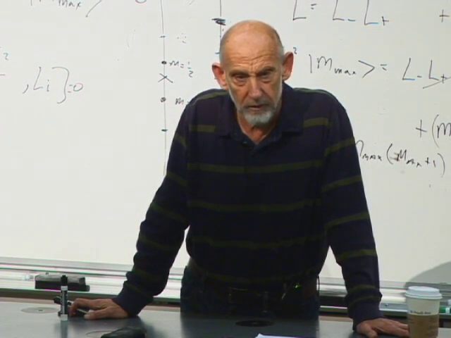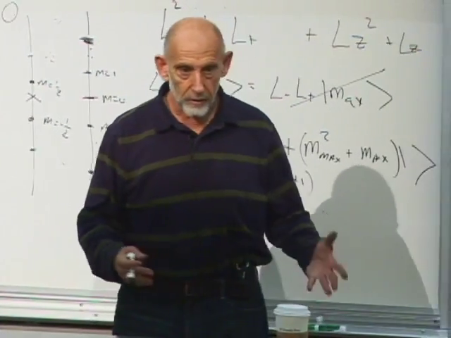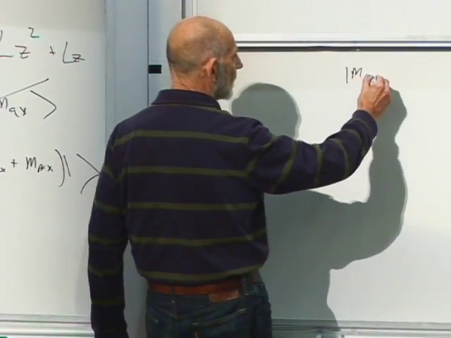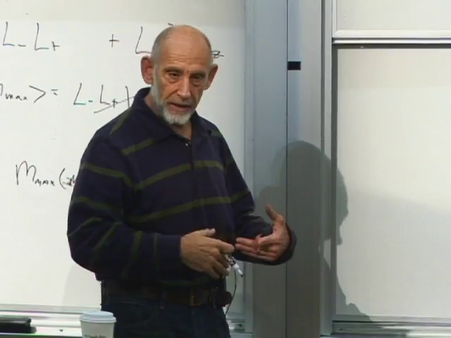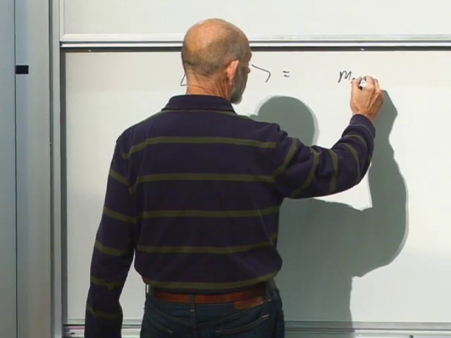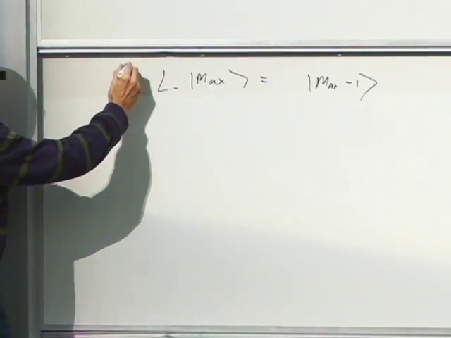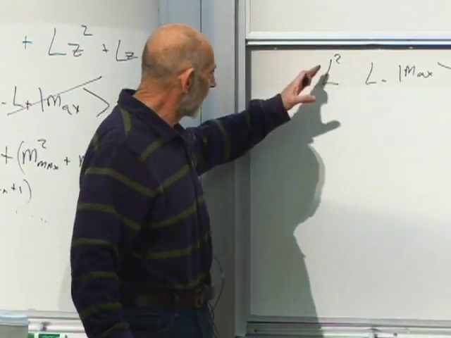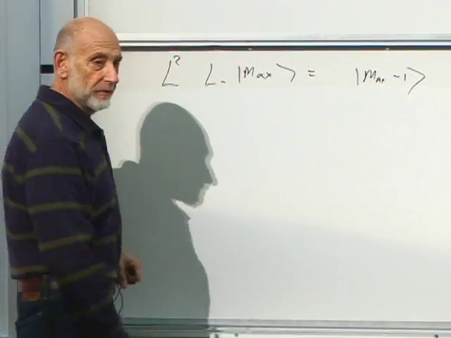12. You said that, I'm trying to see how it's always the same no matter which level you take. Oh, that you have to work out. So how do you work it out? You work it out by saying, let me take M max, and now hit it with L minus. This gives me M max, this gives me the next one down. Right. M max minus one. And then hit it with L squared and use the tricks. Use the algebraic tricks. And show that when you hit it with L squared, it just gives you the same eigenvalue.